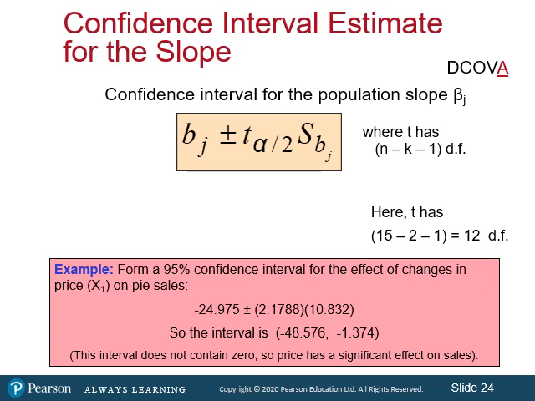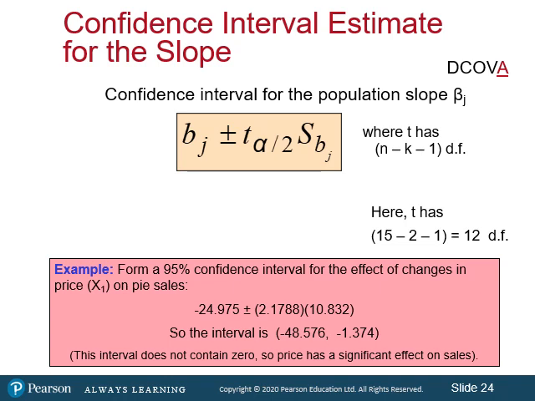So when you write the confidence interval for the effect of changes in price on pie sales, we take the beta value, negative 24.975, plus or minus this t value, 2.1788, times your standard error of price, which is 10.832. So the interval estimate will be negative 48.576 and negative 1.374. Those are what we call the confidence interval estimate for price.